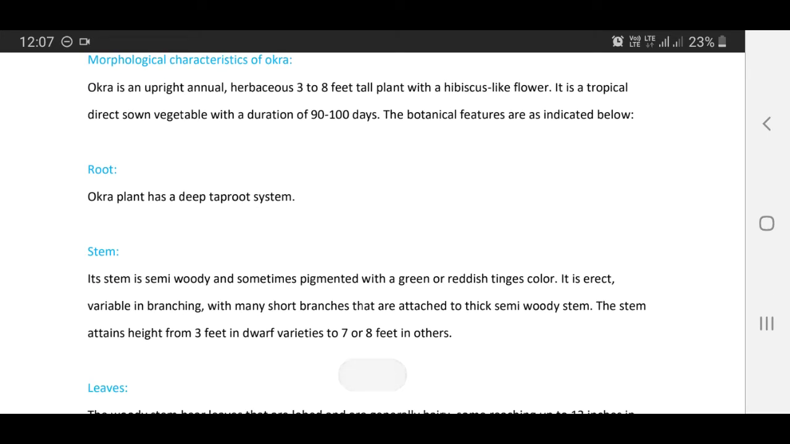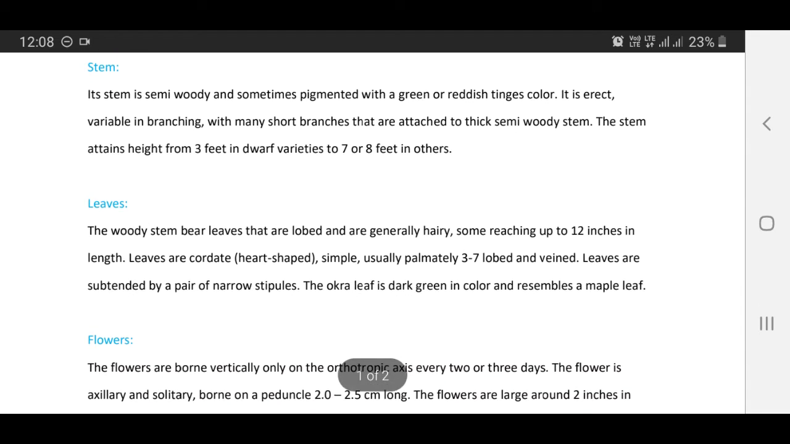Root. Okra plant has a deep tap root system. Stem. Its stem is semi-woody and sometimes pigmented with green or reddish tinges. It is erect, variable in branching, with many short branches that are attached to a thick semi-woody stem. The stem attains height from 3 feet in dwarf varieties to 7 or 8 feet in others.